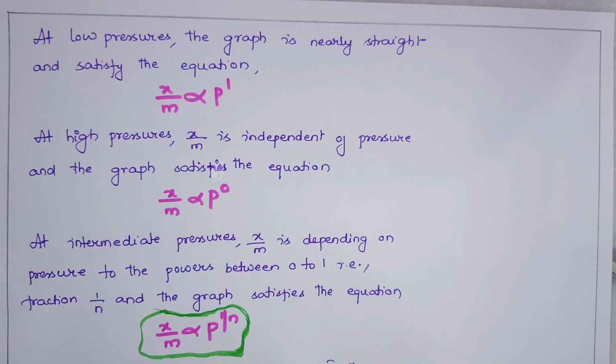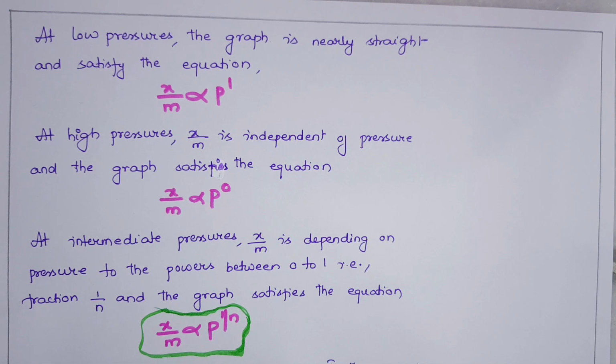Coming to high pressures. Look at the graph, students. At high pressures, x by m is independent of pressure, and the graph satisfies the equation x by m proportional to p power 0. Anything to the power 0 is 1, students. So x by m proportional to p power 0 means x by m does not depend on pressure.